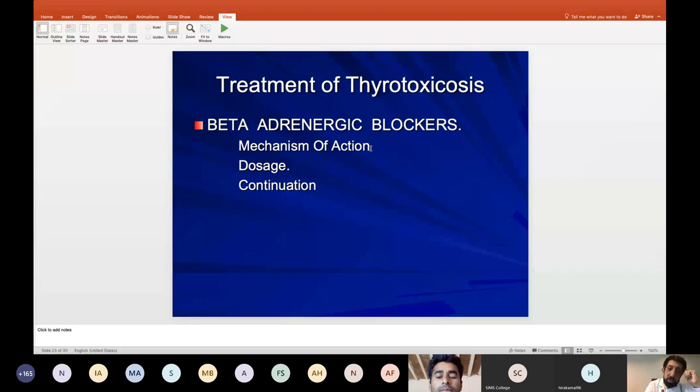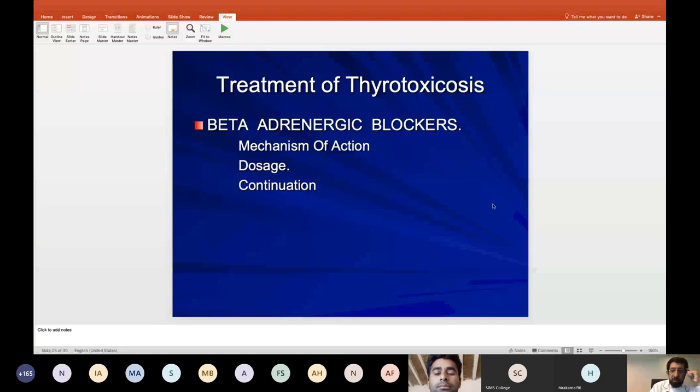And we start with a low dose. We start with 10 milligrams, and the first dose is given at night, because they will cause a bit of postural hypotension. We tell the person, you will start with 10 milligrams and enhance it. And the maximum dose, you can go right up to 160 milligrams per day in divided doses.